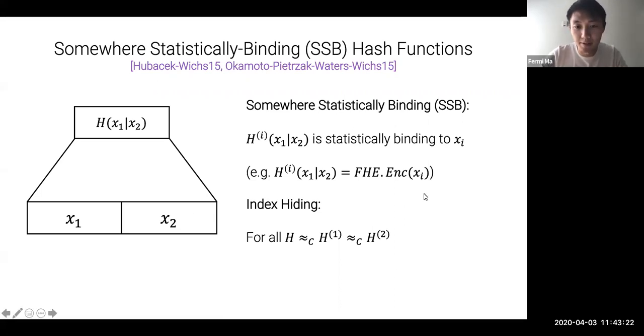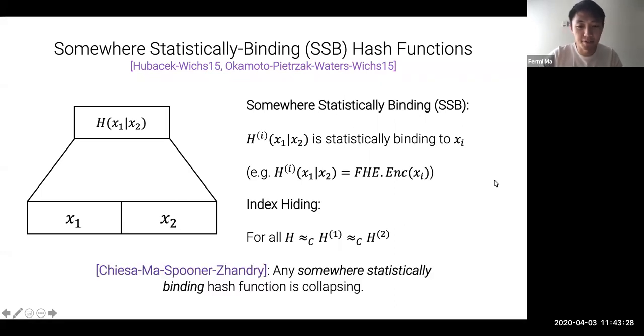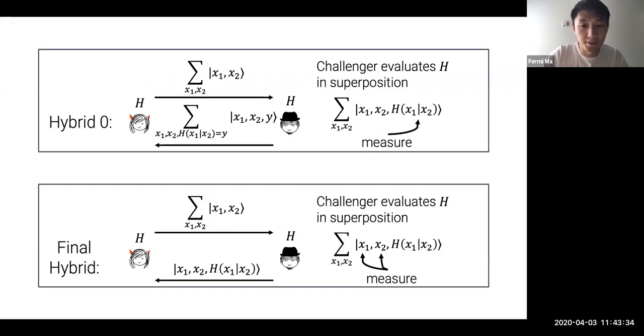Okay, so this is a purely classical definition, but it turns out that any somewhere statistically binding hash function is collapsing. Here's how you see this. This is what we want to show: these two hybrids are indistinguishable. The top hybrid is just one mode of the collapsing game, and the bottom hybrid is the other mode. The top one is the I measure the output mode of the game, and the bottom one is I measure the input. I want to show that these two are indistinguishable, and I'm going to use the somewhere statistically binding property to show this.